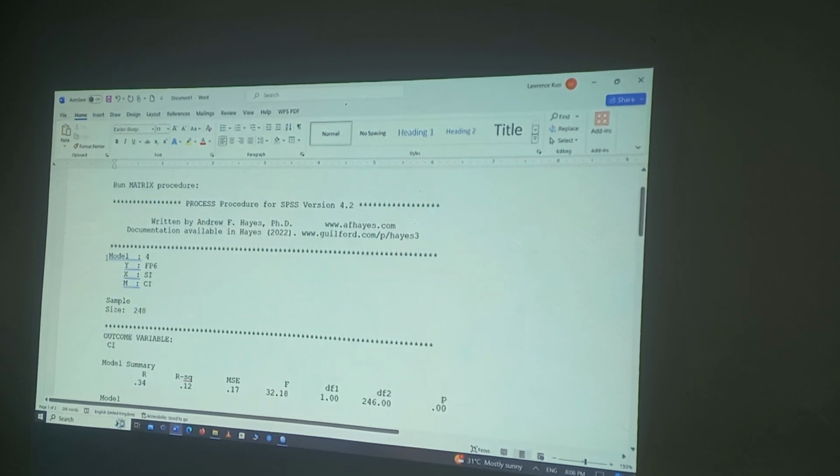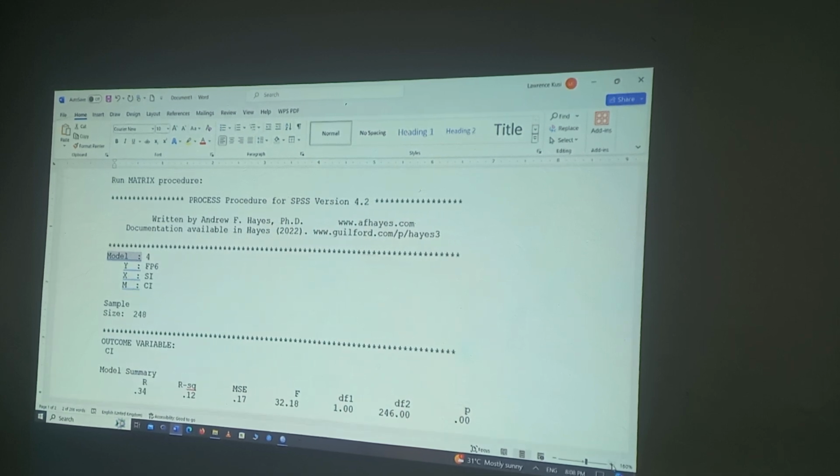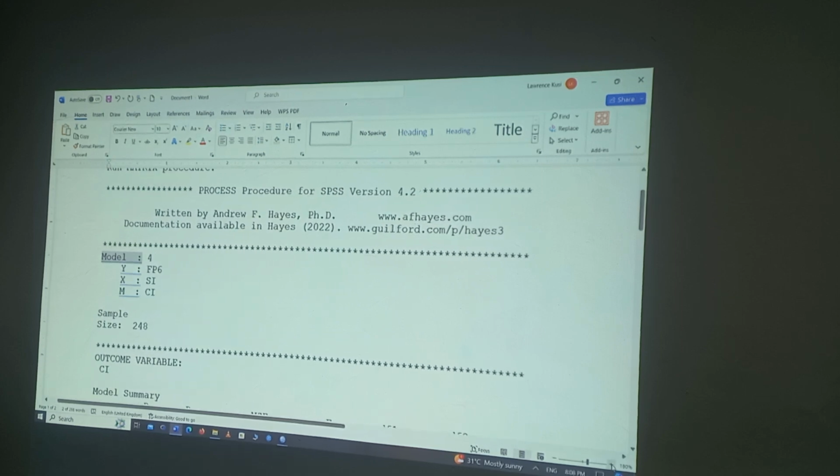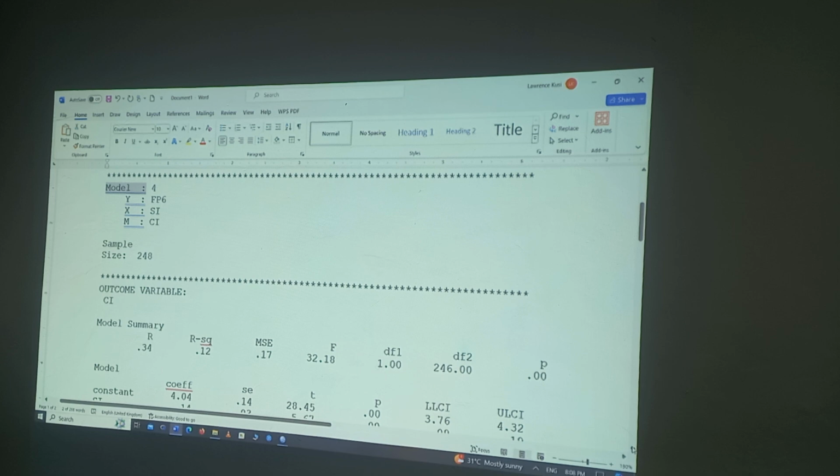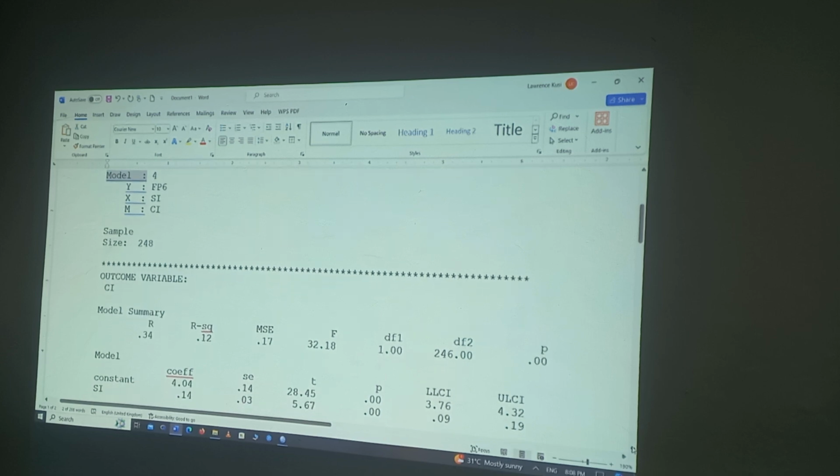Now, what is the model number? Model 4. Okay, SPSS. What is the Y variable? Y is P6, which is profitability. The predictor is S7.